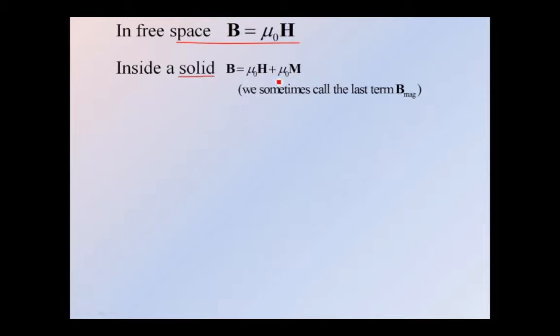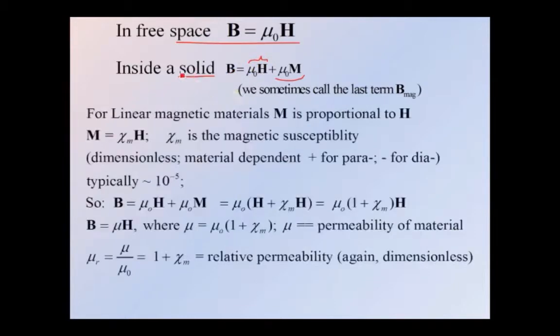Sometimes we call this last term B magnetization, and sometimes we call this B0, because that's the contribution to B just due to the free currents in the vicinity. We're going to jump into a type of material where M is linear, and what we mean is M is proportional to H. So M would be a constant times H because of the proportionality. Chi sub M is the magnetic susceptibility.